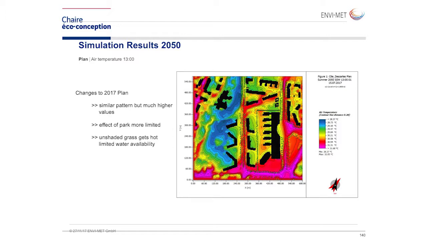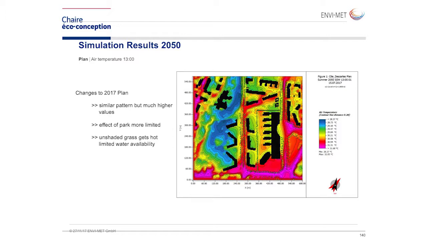So this is the situation for 2050. The patterns are of course similar because the wind flow is the same and also the solar radiation is the same. But of course the values, in this case the air temperature, are much higher because we have 36 degrees now as the maximum temperature. And the effect of the park is more limited, due to the missing water, because the trees are running out of water now and they reduce the transpiration.